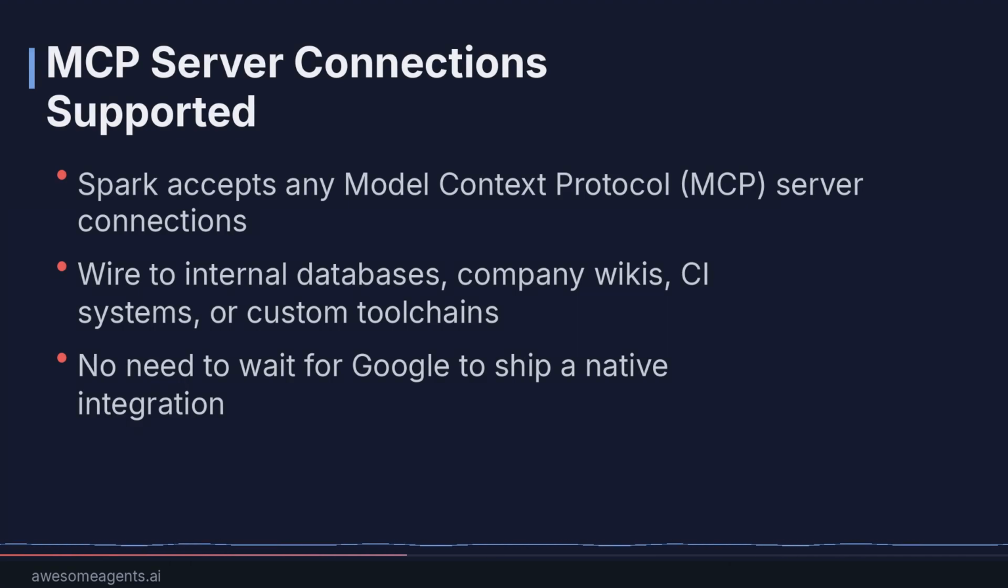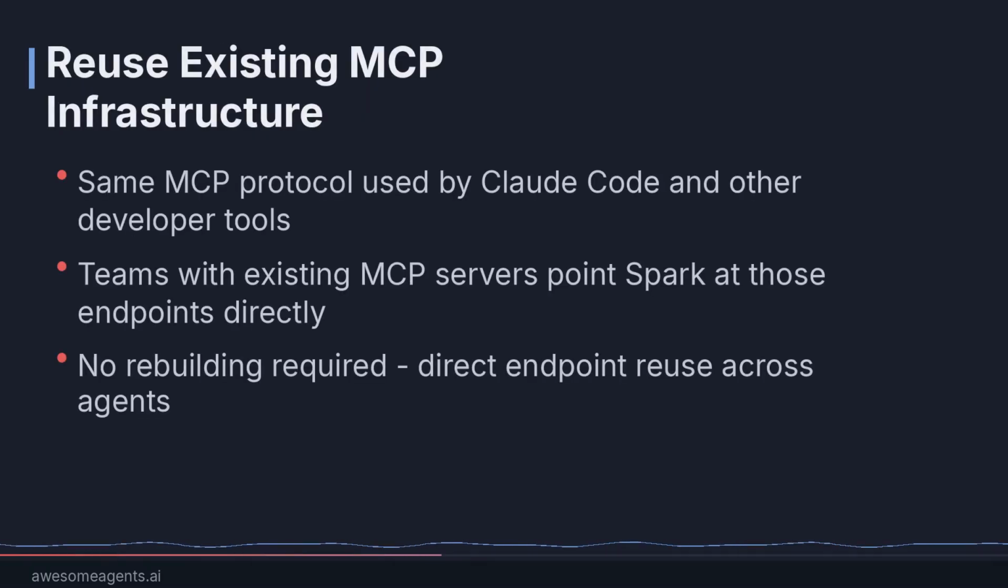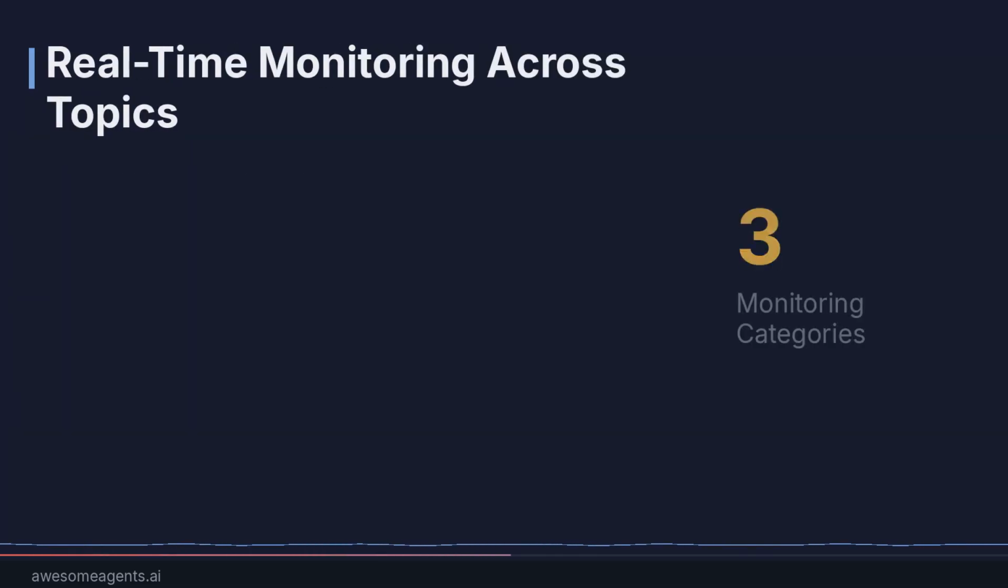What about the developer angle? You mentioned MCP. This is the part I found truly interesting. Spark now accepts Model Context Protocol connections, so you can wire it to anything that speaks MCP. And that's the same protocol Claude Code uses. Right. So if a team already has MCP servers running for other agents, they can point Spark at those same endpoints without rebuilding anything. That's real interoperability, not just another integration list you have to wait for Google to ship.